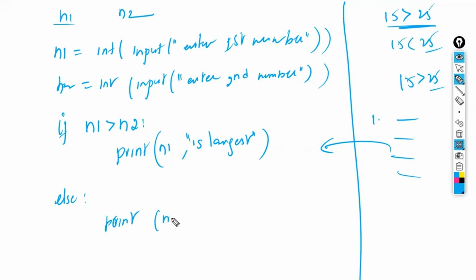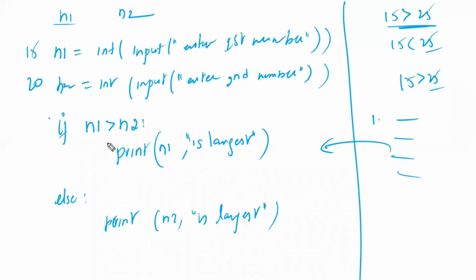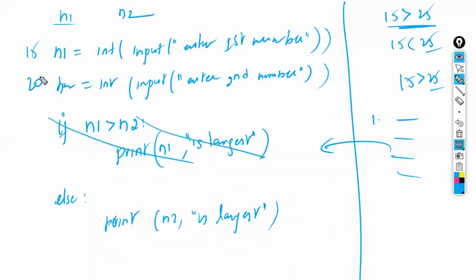The second one, n2, is the largest. If this condition fails, automatically n2 is the largest. If this condition is satisfied, n1 is the largest. For example, 15 and 20. First, you check whether 15 is greater than 20. No, the condition failed. If the condition failed, automatically the second number is the largest. If the condition is satisfied, the first number is the largest when comparing the two.